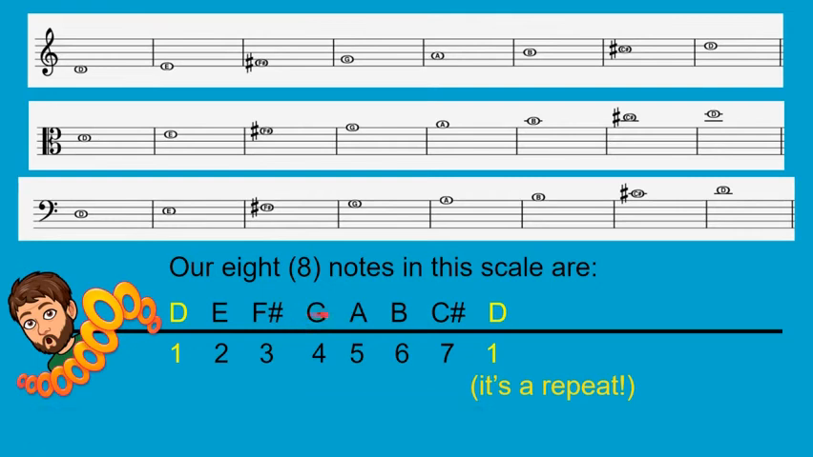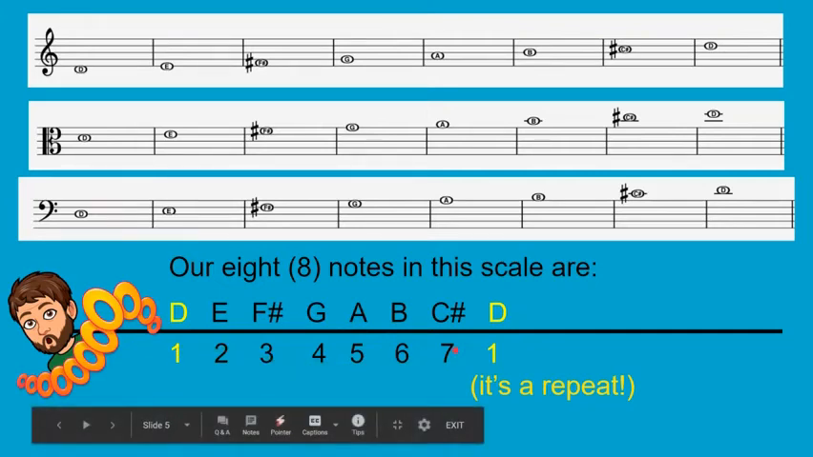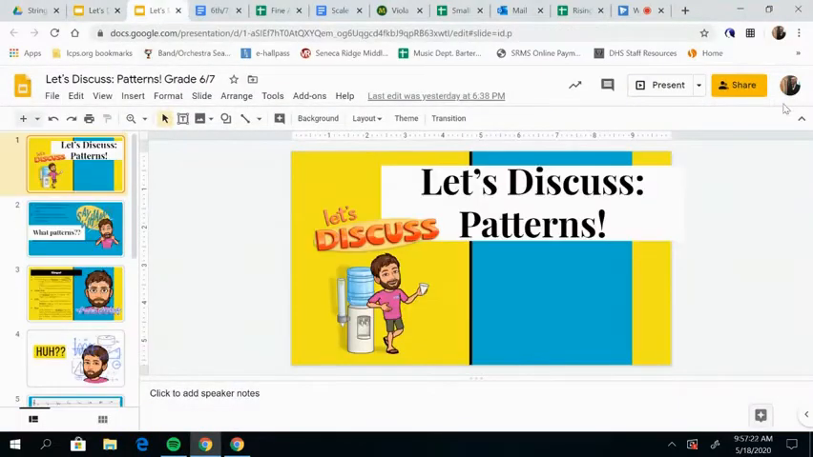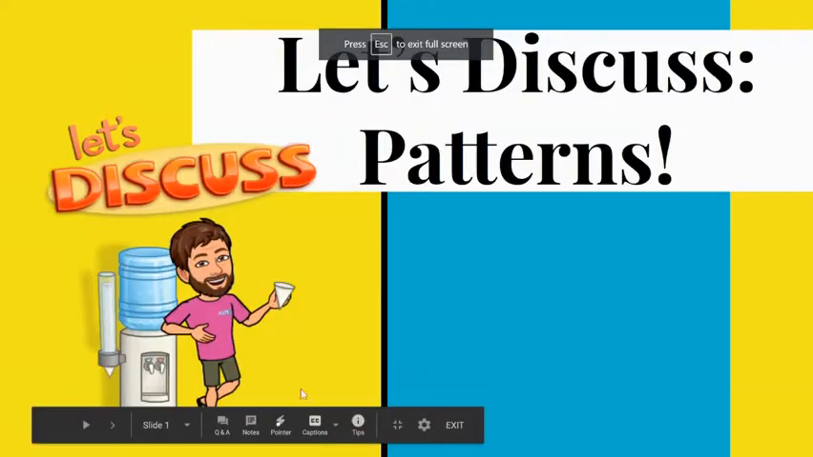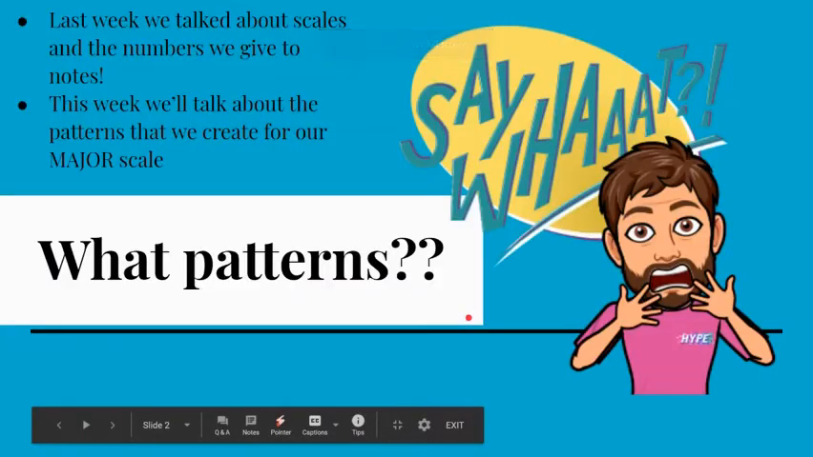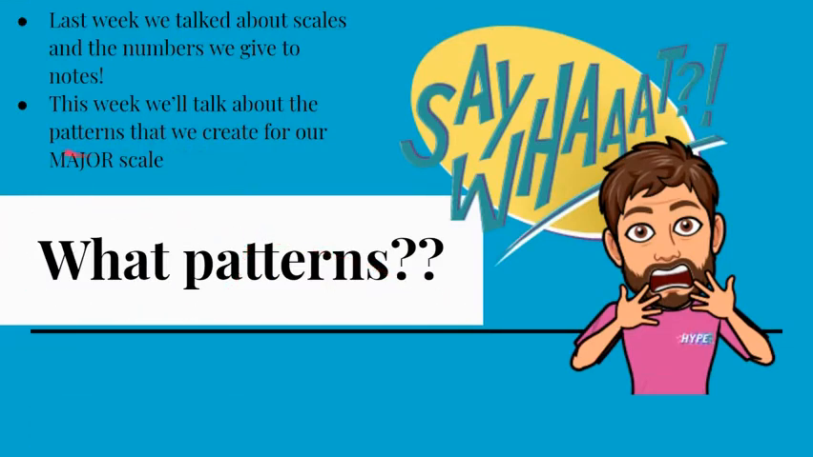Remember, like our musical alphabet, we go from A to G, and then we reset to A. Our numbers that we go through start on 1 to 7, reset to 1. So, what does this mean for us in terms of our patterns? Well, it means that we are going to talk about what sort of pattern we have with our major scales, and our major scales only. There are other kinds of scales, and those scales will have different patterns, and we will talk about those when we get to them.